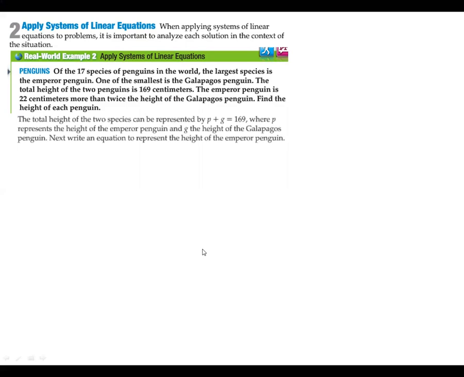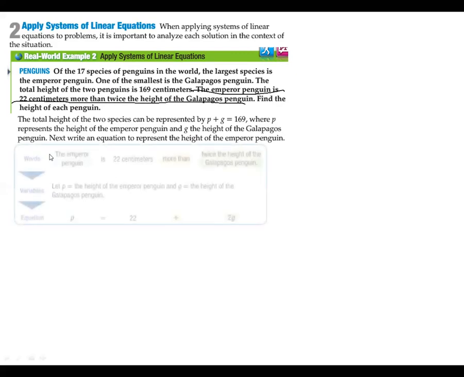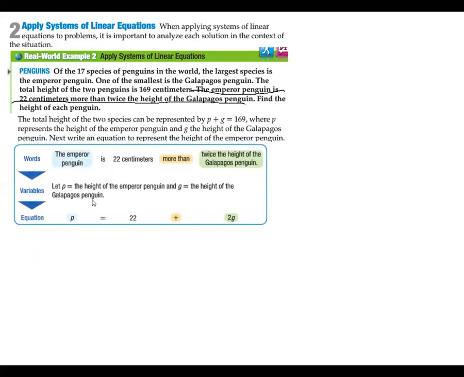Okay, so got to think about this. The total height is 169. So if I add the emperor penguin, which I'm calling P, and the Galapagos penguin, which I'm calling G, if P and G represent the heights of those two respective penguins, their sum should equal 169. Then next I can write the equation representing the height of the emperor penguin, because it says the emperor penguin is 22 centimeters more than twice the height of the Galapagos penguin. So the emperor penguin, P, equals 22 centimeters more than, so I got to add 22 to twice the height of the Galapagos penguin, which is 2G.